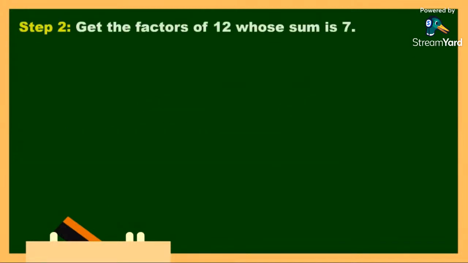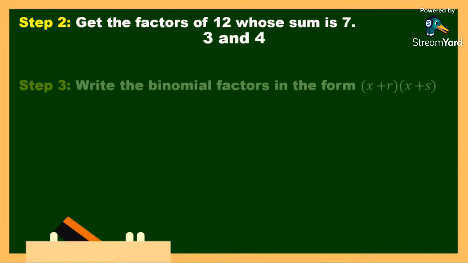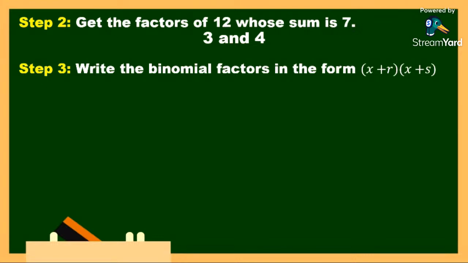Step 2, get the factors of 12 whose sum is 7. So dito naman kukunin natin ang factors ni 12 kung saan kung i-add natin sila, the result is 7. Kaya ang sagot natin dito ay 3 and 4. And step 3, write the binomial factors in the form the quantity of x plus r times the quantity of x plus s. So, gamit yung factors ni 12 na ang sum ay 7, makaka-form tayo ng binomial factors. So, the quantity of m plus 3 times the quantity of m plus 4. Yan ang ating binomial factors.